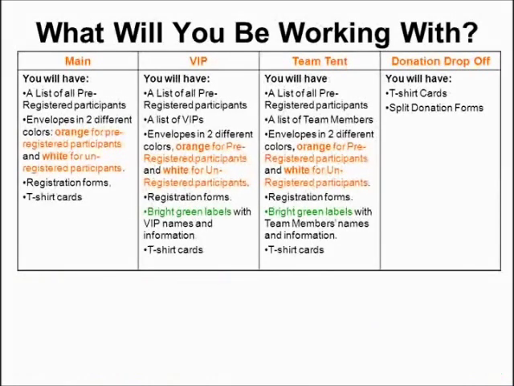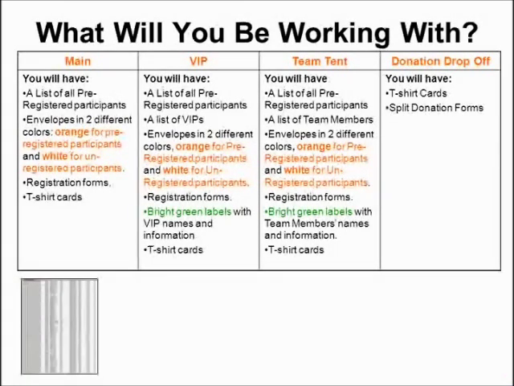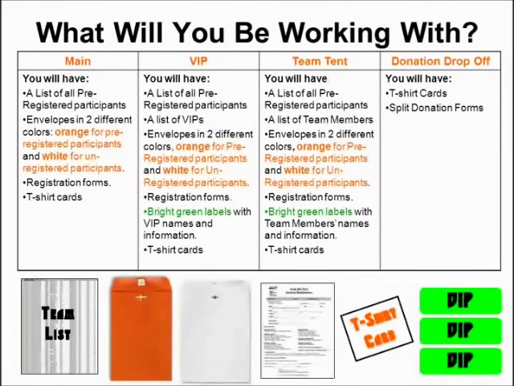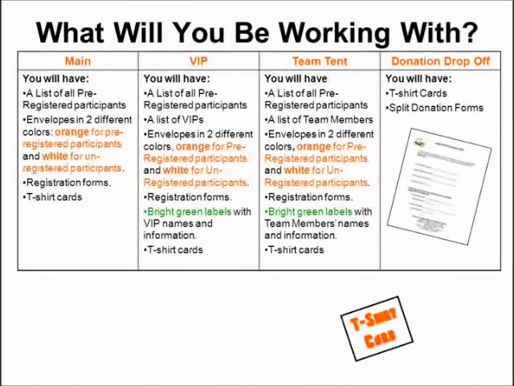If you're in team tent registration, you will have a list of all pre-registered participants, a list of team members, envelopes in 2 different colors, orange and white, registration forms, and bright green labels with this time team members' names and information printed on them, as well as T-shirt cards. If you're working donation drop-off, you will have T-shirt cards and split donation forms.